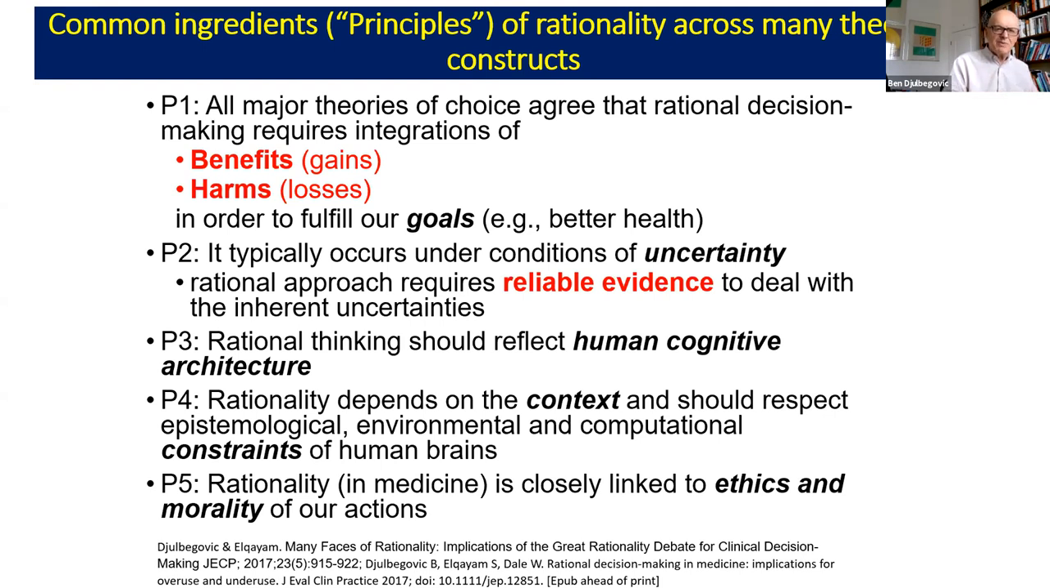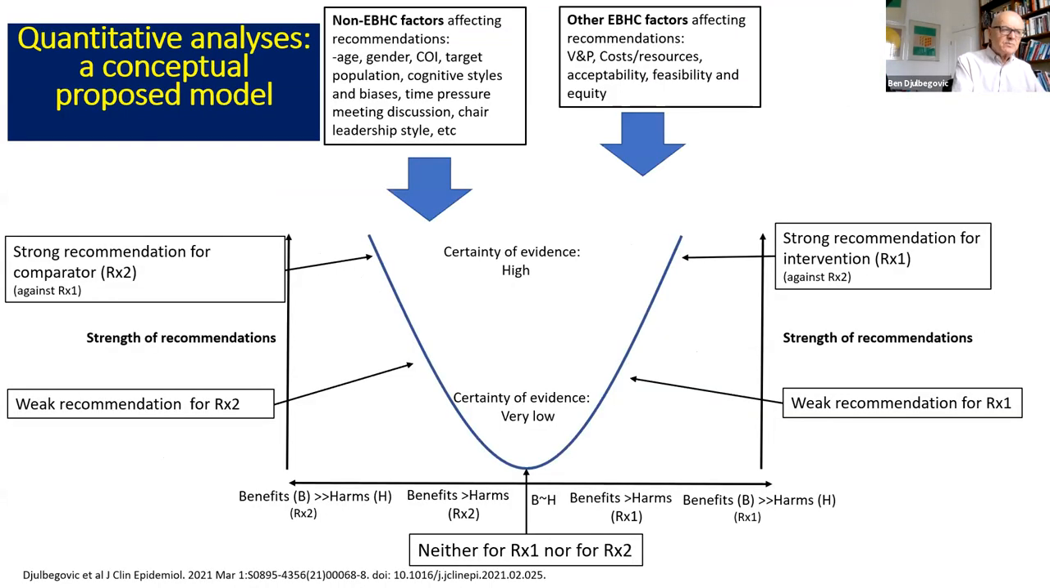There are many theories of decision-making, but across all these many theories, two key ingredients are always present. One is that people make rational decisions by considering gains versus losses, meaning benefits versus harms. In our case, it's really in order to fulfill our goals of better health. And we need reliable evidence in order to achieve those goals. So in other words, the consideration of the balance of benefits and harms, and certainty of evidence, are two necessary conditions, may not be sufficient, but necessary conditions to issue a recommendation.